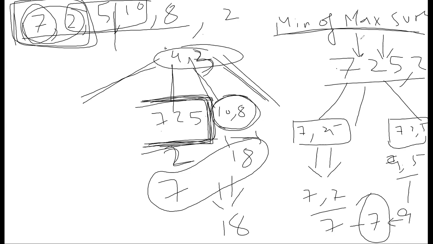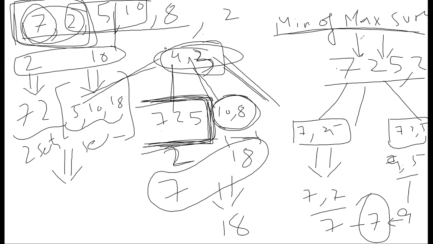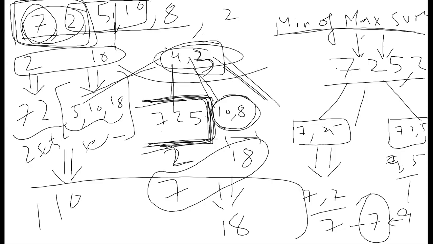So this one may be 7. So the other, this one will be 7, 2. And then you can take 5, 10, and 18 as the last one. This is your last set. And then you have to break this into 2 sets to get this result 4. And you will get some value over here, which is like 2, and then you'll get 10. You can take maximum of these two, which will become 10. And for all these branches, you have to take the minimum.